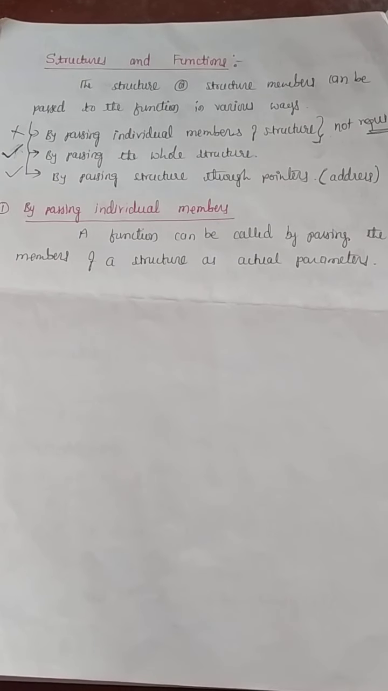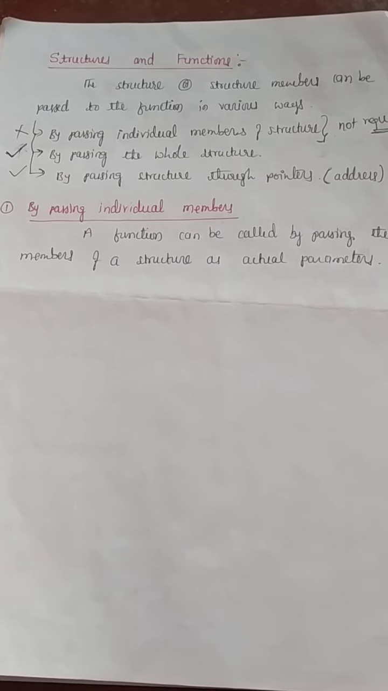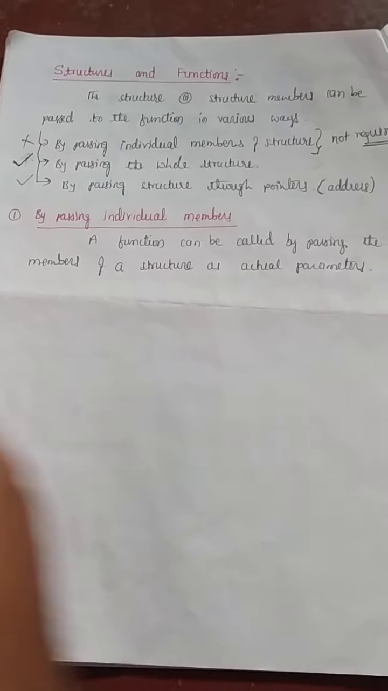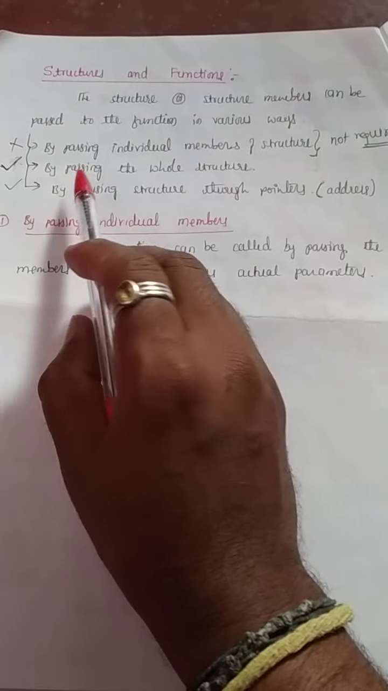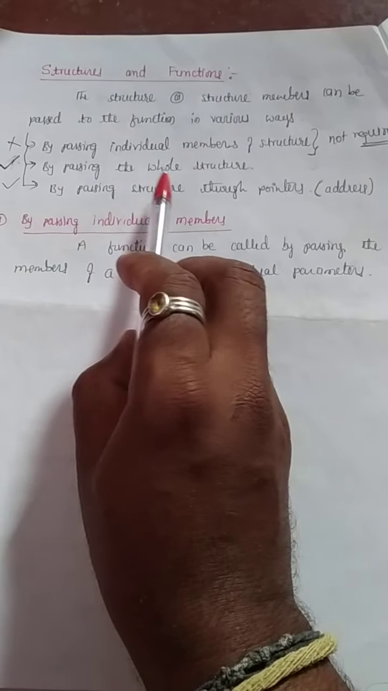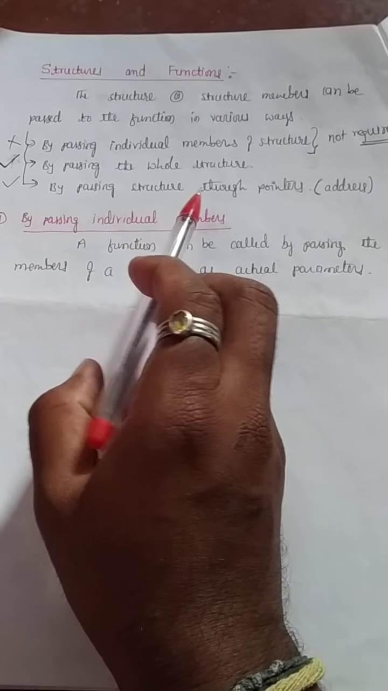Hello students, next we are discussing the topic called structures and functions. It means how structures and functions are related in C language. This can be discussed in three ways: by passing individual members of the structures, by passing the whole structure, and by passing the structure through pointers.